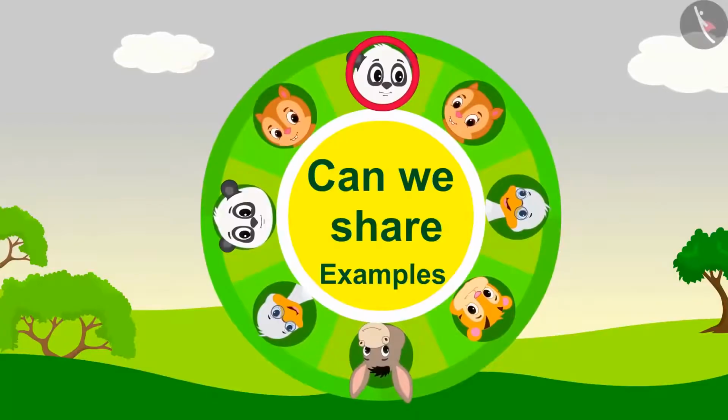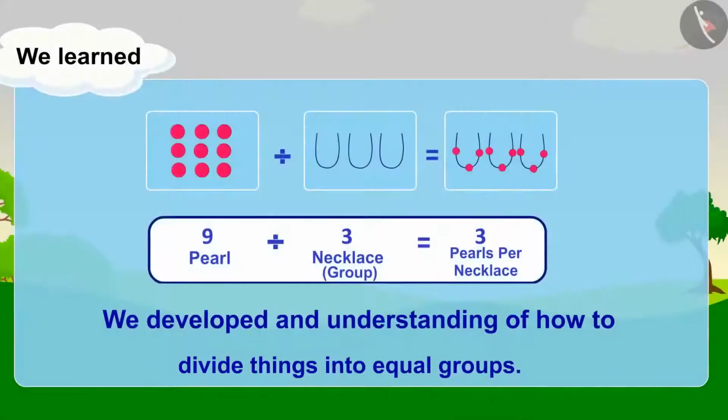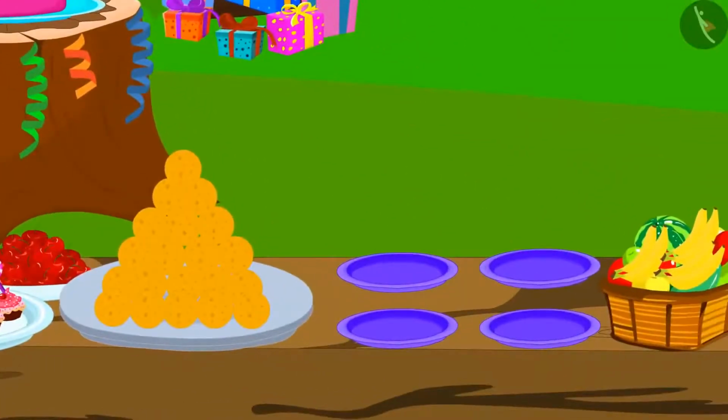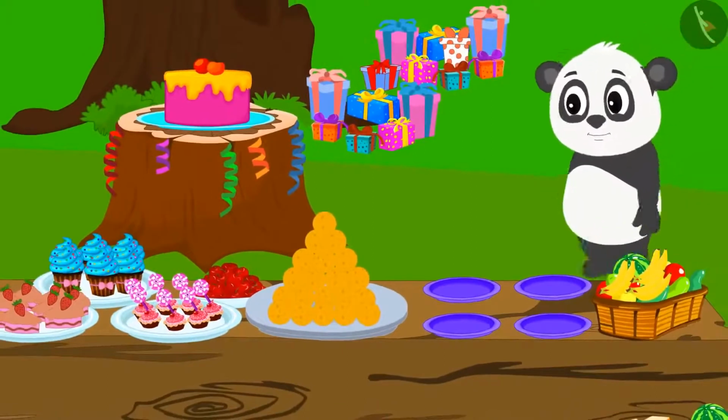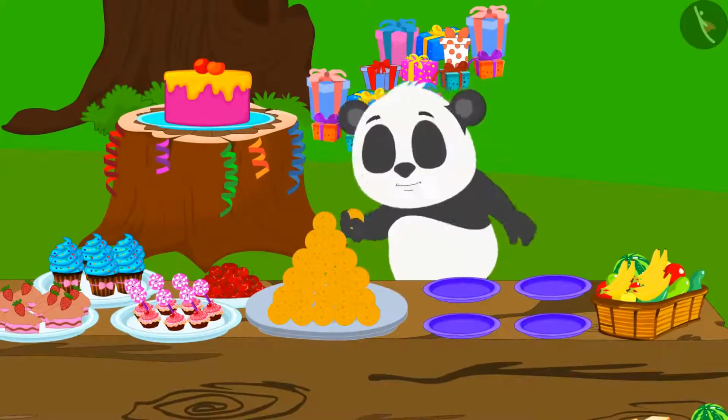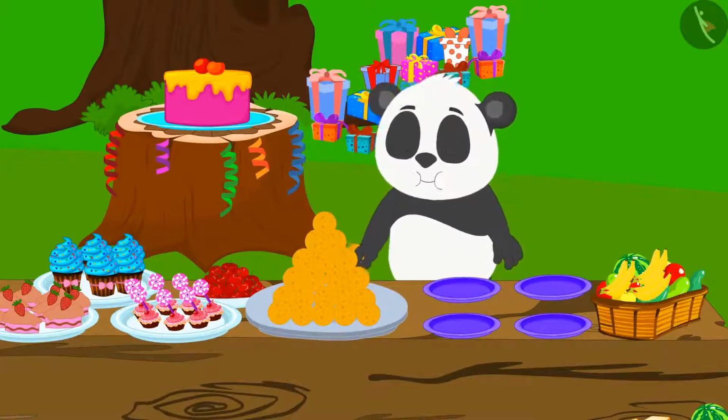In the previous lesson, we developed an understanding of how to divide things into equal groups. Let us now look at some examples to understand this in more detail. Example 1. Do you like laddus? Golu Panda also likes to eat laddus just like you.